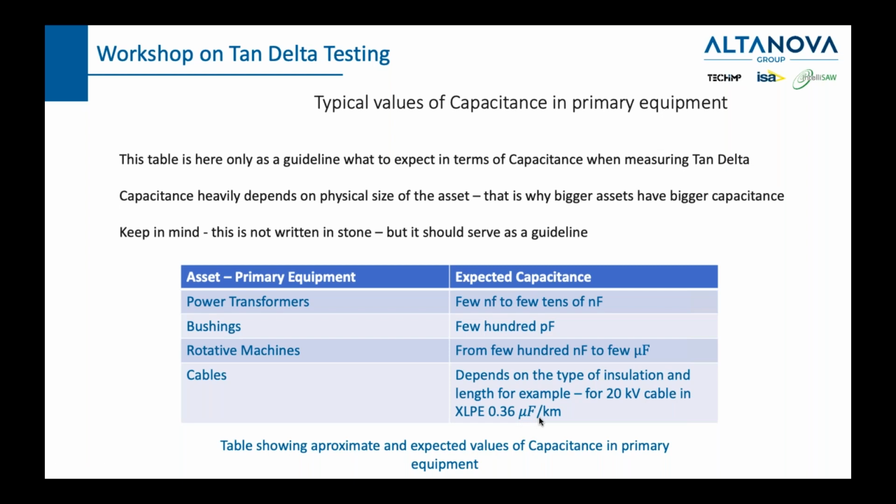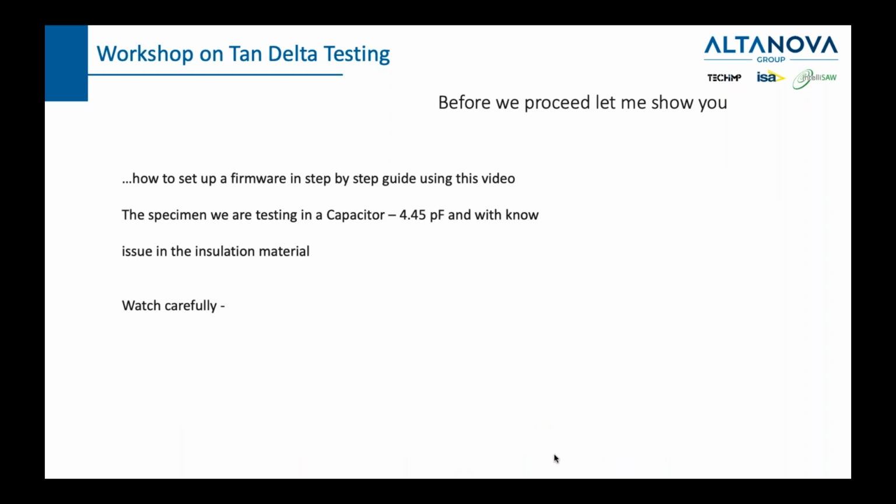So for 1 kilometer, 360 nanofarads would be a capacitance, which is not a small number. Moving on, we are now ready to see a video.